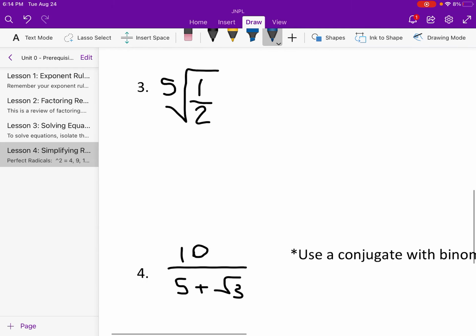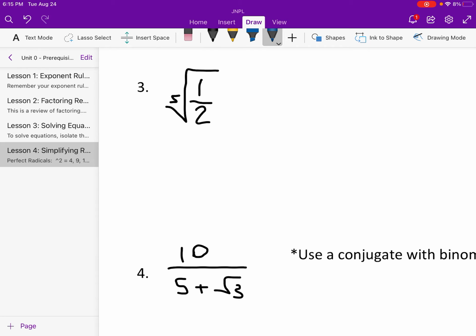Alright? This isn't 5 times the square root of 1/2. Sorry that 5 is so big, it should really be smaller. Can I erase that? Yeah, I can. Make that smaller so that you don't think that.